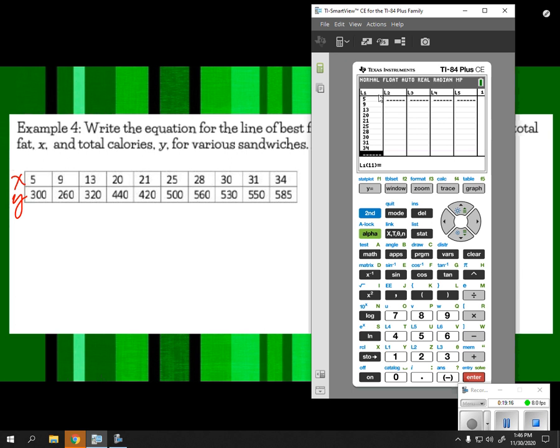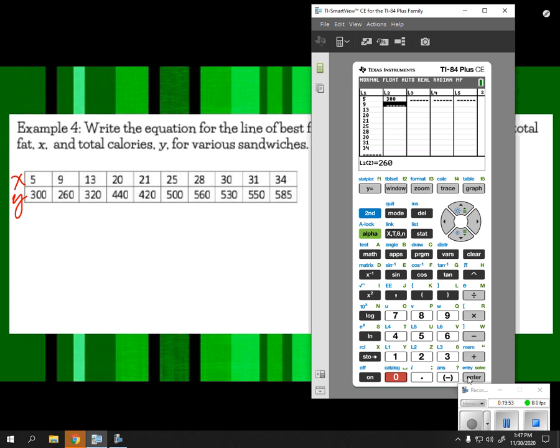All right, so I filled in my L1, and now I'm ready to fill in L2. I'm going to hit right, and what numbers go in here matters because I have to make sure that 300 is in the same row as 5. If I don't, then I'm going to be matching up my variables with different numbers than they're supposed to be. It will still give me an equation, it will give me an answer, but that's not what I'm looking for. I'm looking for the one for this exact table, not just to get an answer.